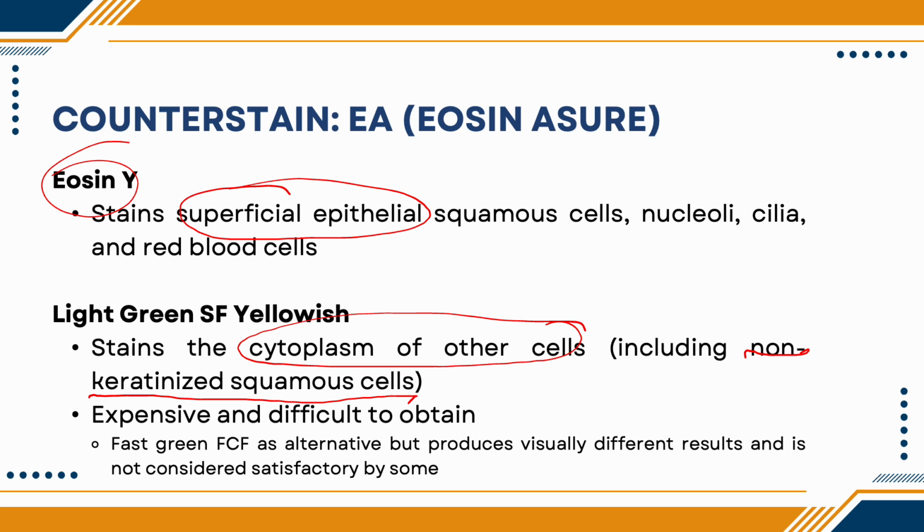OG6. However, ang light green SF yellowish natin, they are expensive and difficult to obtain. So, fast green FCF is used as an alternative. However, it produces visually different results and is not considered satisfactory by some. So, yun lang talaga yung downside. Medyo expensive ang light green SF yellowish.